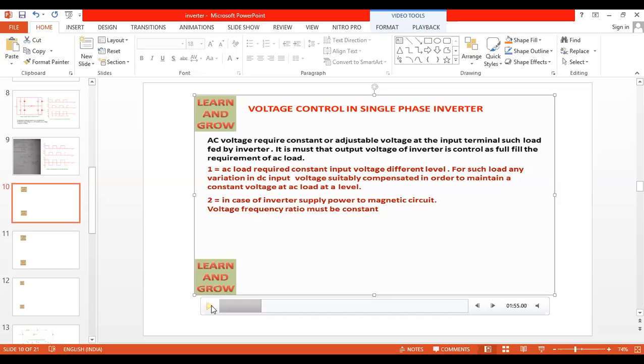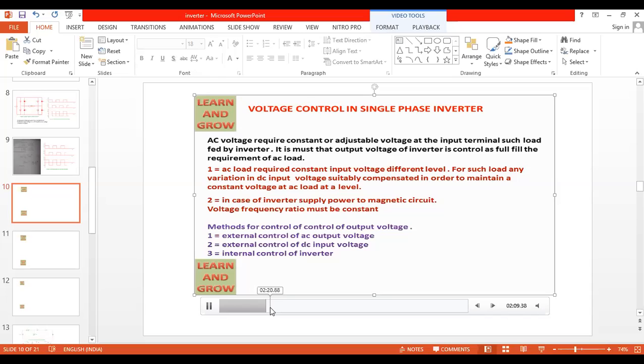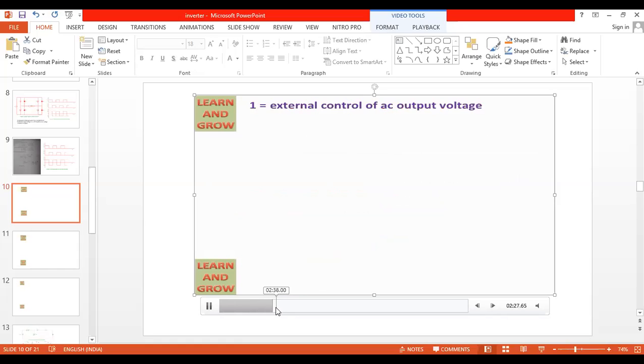We have seen the two waveforms are superimposed. The point of intersection results in the modulation index. By changing the modulation index value, we can change the output voltage. That topic we have already discussed. Now, what is external control? You can see here, the methods for control of output voltage: external control, and another one is internal control. External control is again divided into AC and DC. First we'll see external AC.